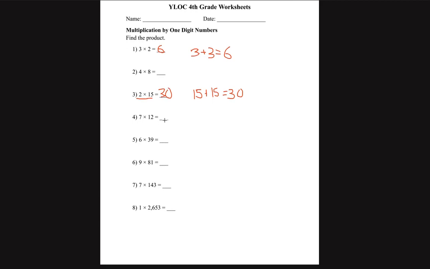And sometimes it's going to be hard for you to add everything up. So instead we're going to have to do like this. So it'll be 39. Let's look at number 5. 39 times 6.